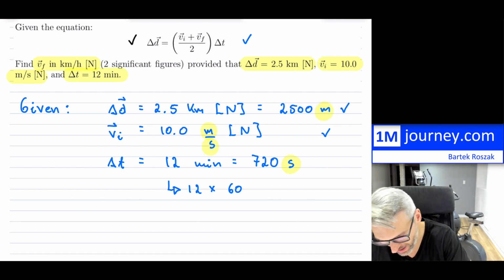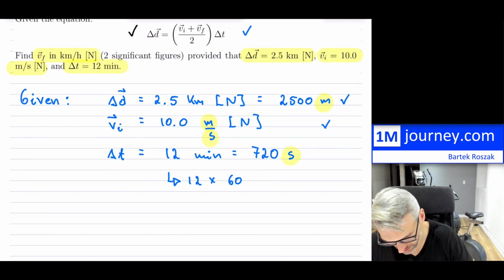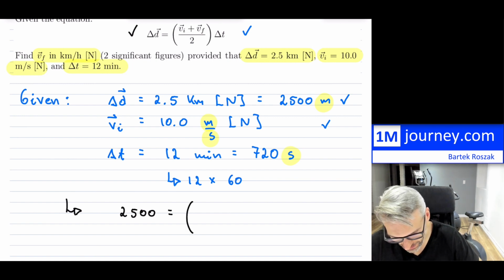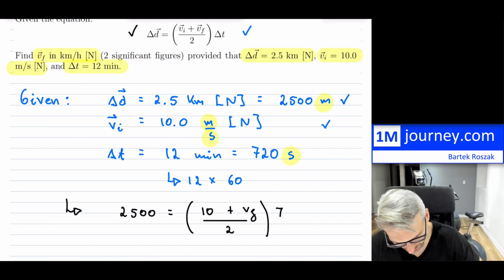So let's substitute it back into the formula. If I write down the formula and start to substitute in here, my delta D is 2500 meters, equal to my V initial, which is 10 meters per second, plus my V final, which is what I'm trying to find. I'm going to just avoid the vector here, so I know that it's going to be north. And this is all divided by 2, and then finally at the end, my delta T is 720.